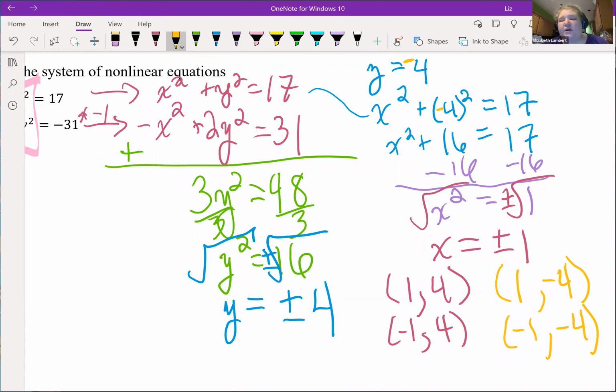So I got all the variations of plus or minus 1 for x with all the variations of plus or minus 4 for y. The order you write this list in does not matter for Alex, but you do have to write all 4 points. Make sure you put commas between the ordered pairs as well.